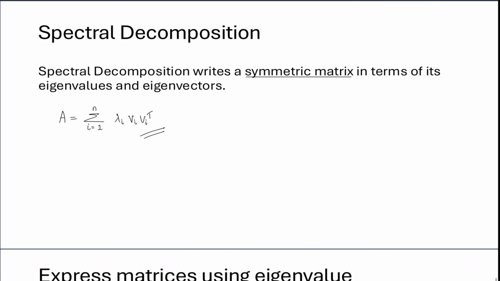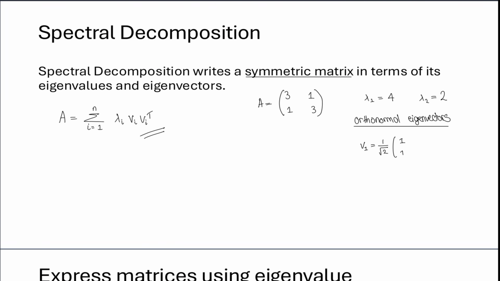Okay, so let's say we had the matrix 3, 1, 1, 3. We can clearly see that this is a symmetric matrix, and it has eigenvalues 4 and 2. And then the orthonormal eigenvectors are 1 over root 2, (1, 1), and then 1 over root 2, (1, minus 1). So orthonormal just means that its magnitude is 1 and they are both perpendicular to each other.